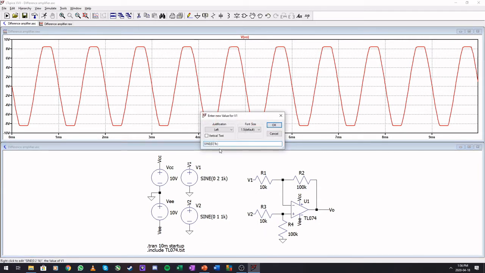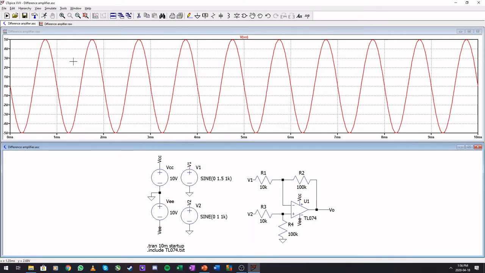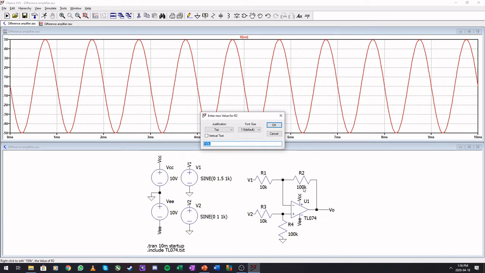Let's make this a bit less. 1.5, run it. Our output should be 5 volts. So 1.5 minus 1 is 0.5 times 10 is 5. So there is our output. So our subtraction is kind of working. Okay, so it's kind of fun to play around with this.